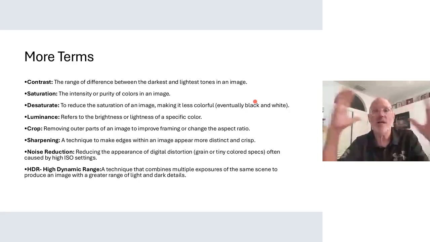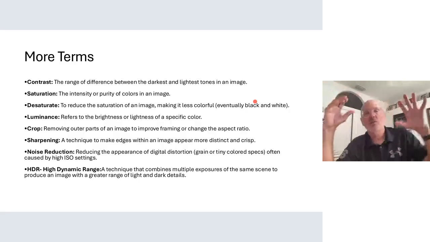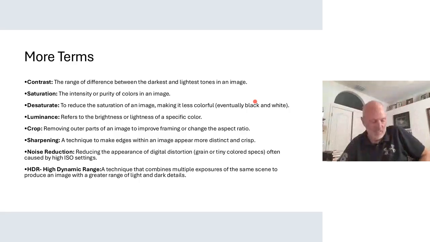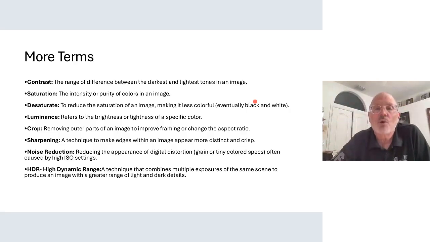That's called contrast, the difference. So you've got sunlight and shade. There's going to be a huge contrast between those two because of the tremendous power of the sun versus the shade. Saturation, the intensity or purity of colors in an image.